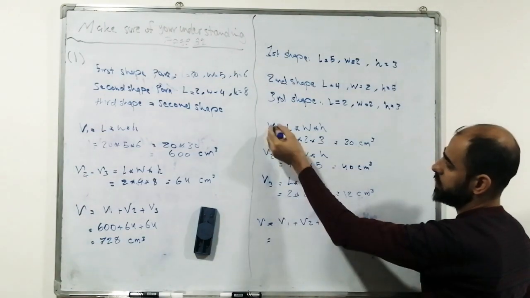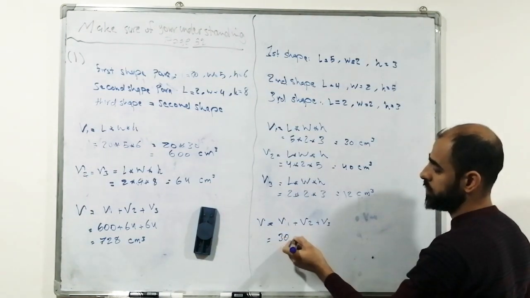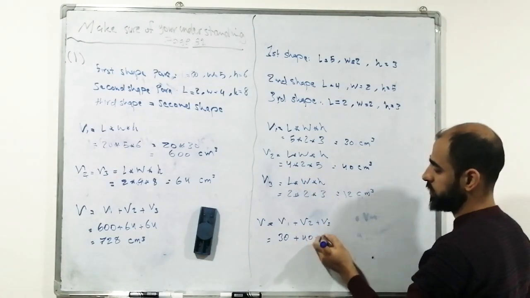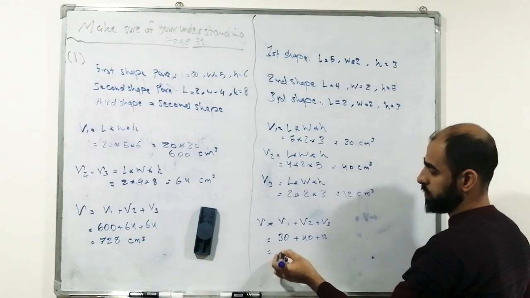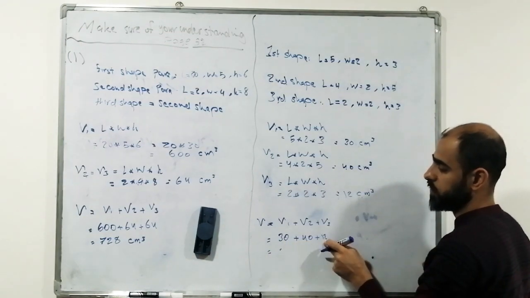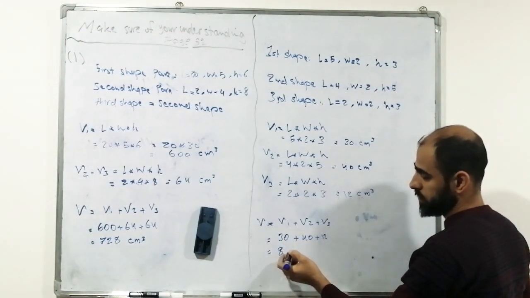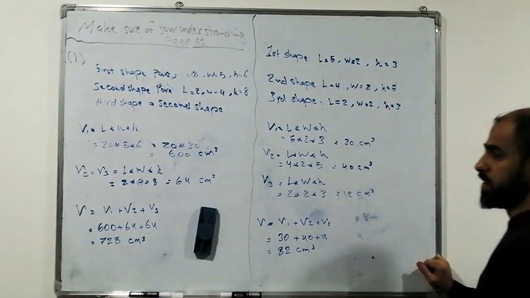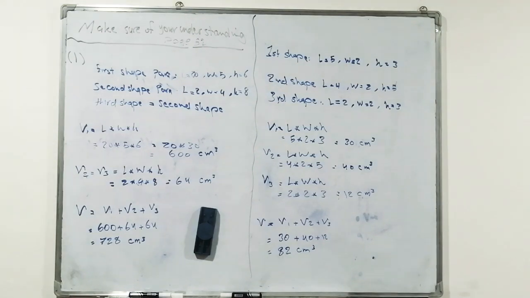The first, V1 equals 30 plus 40 plus 12. 30 plus 40 is 70, plus 12 is 82 centimeter to the power 3, which is the volume of the compound shape of question 2.